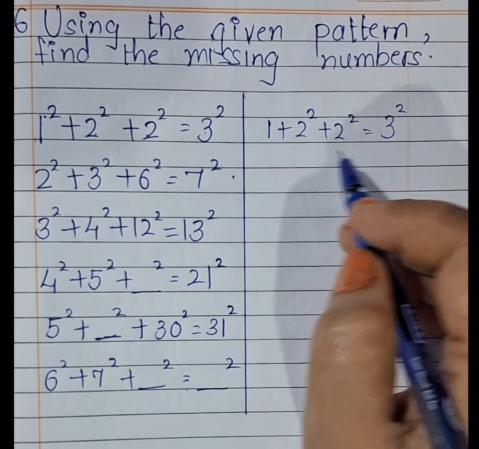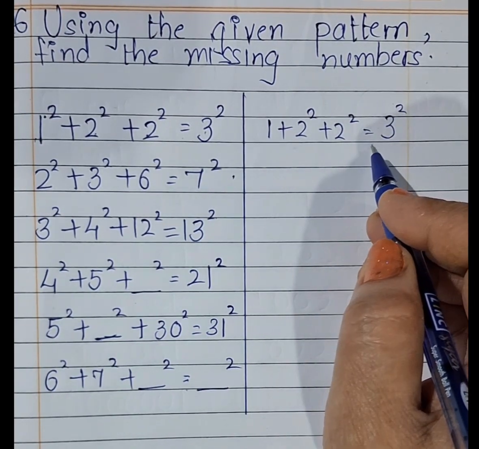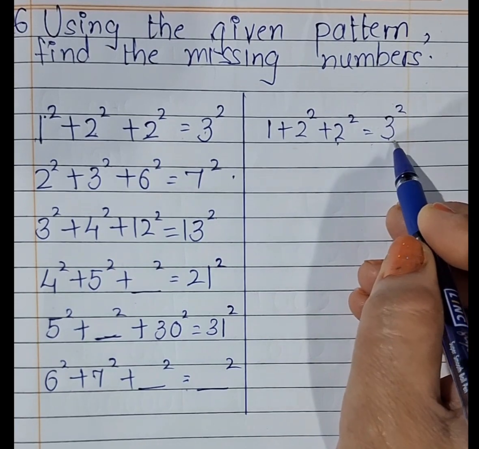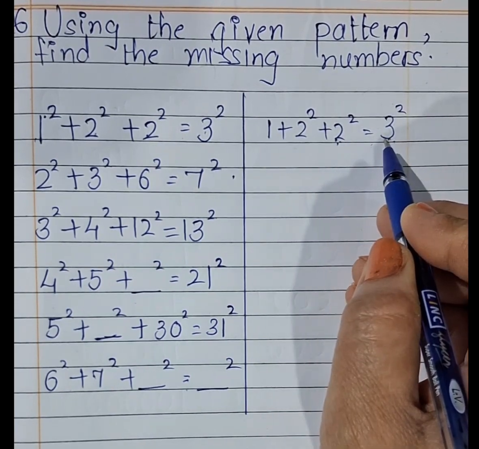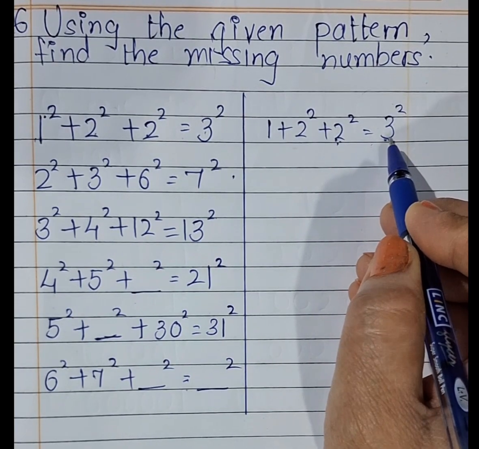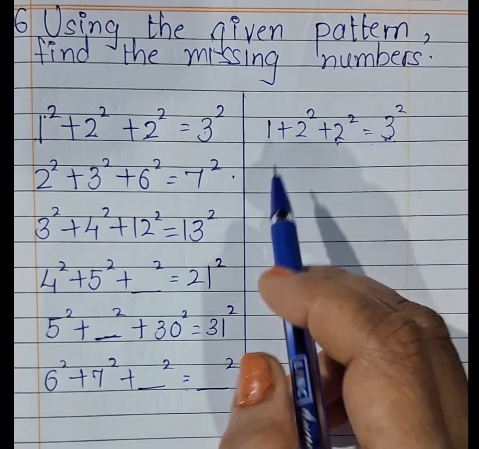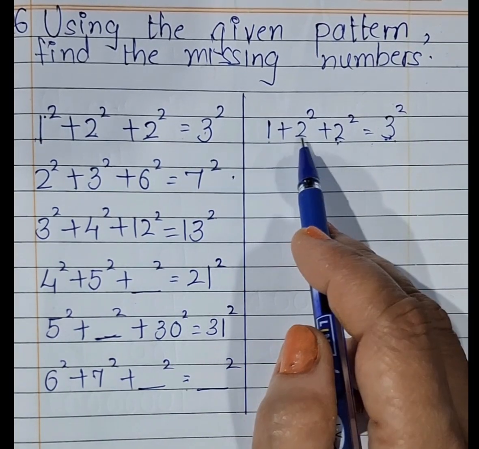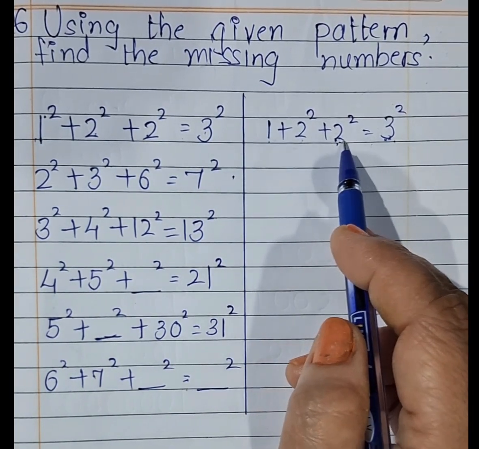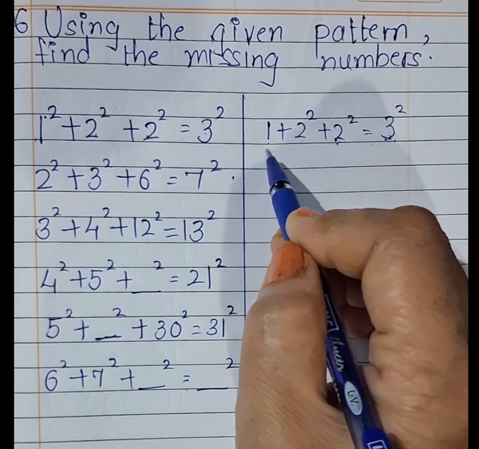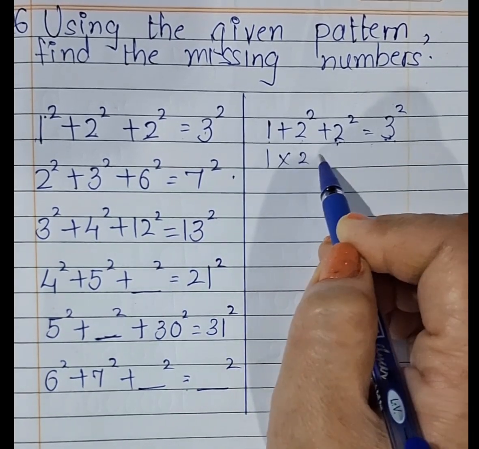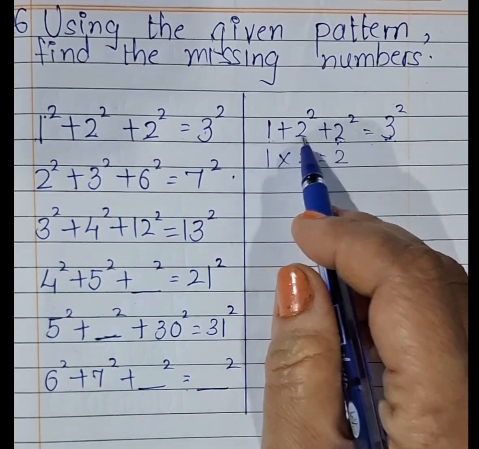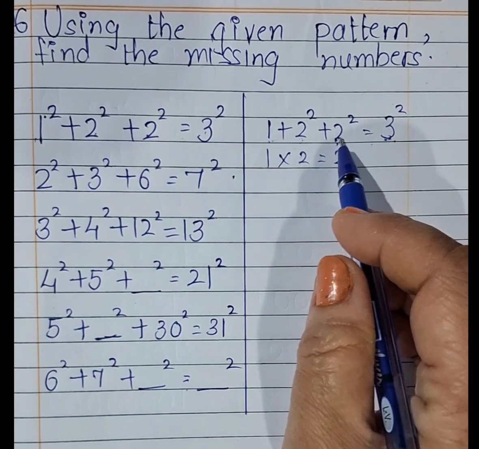Now if you look here at the relation, you can see that the third number and fourth number are in relation. If I subtract 1 from 3, I will get 2, while the first two numbers are in relation with the third number. How? Just see. 1 multiplied by 2 is equal to 2. When you multiply these two numbers, you will get the third number.